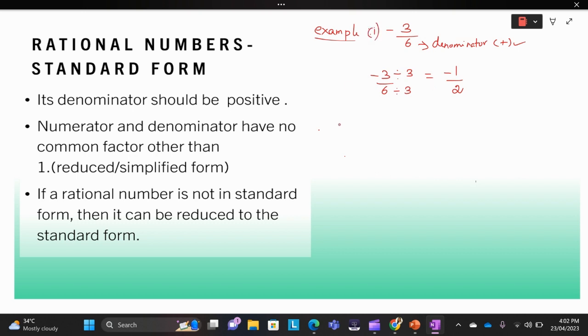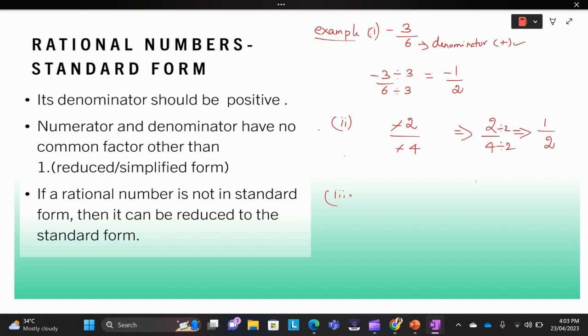Now the second example, minus 2 by minus 4. So before writing its standard form, I know the numerator and denominator are negative, so I can cancel them. So my expression is 2 by 4. Okay, so now my denominator is positive. I can reduce to the simplified form after dividing by the common factor 2, that is 1 by 2.